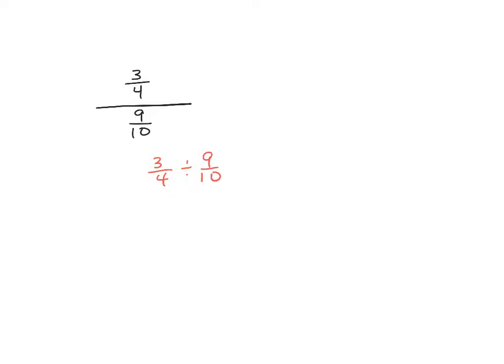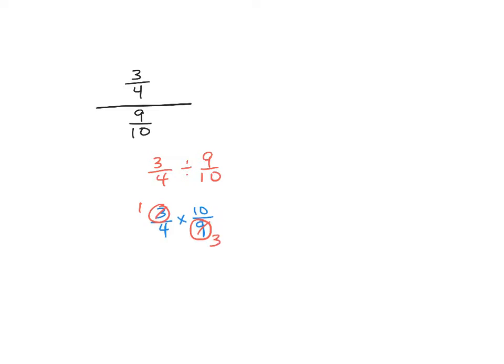The first fraction just stays the same, 3/4. I'm going to change it to multiplication, and instead of 9/10, I'm going to multiply by 10/9. Before I just go straight across and multiply, I'm going to see if I can reduce anything, and I notice that I can. So I have a 3 and a 9 that both have a common factor of 3. 3 divided by 3 gives me 1. 9 divided by 3 gives me 3.